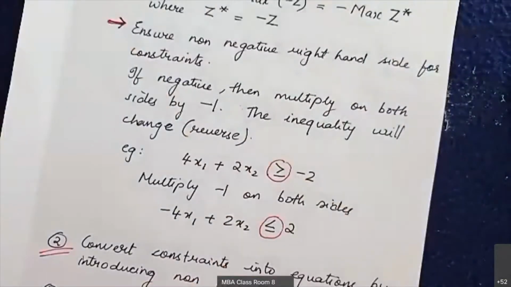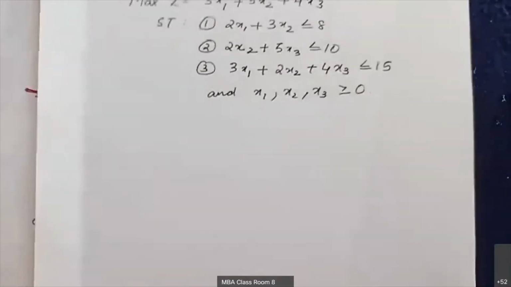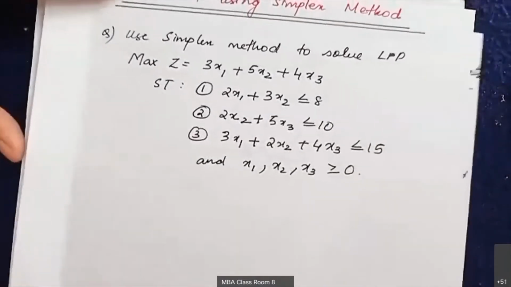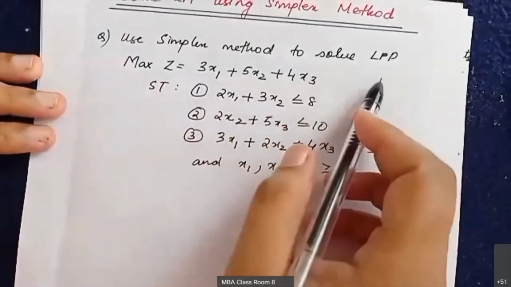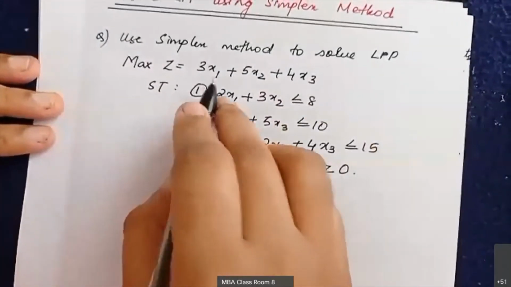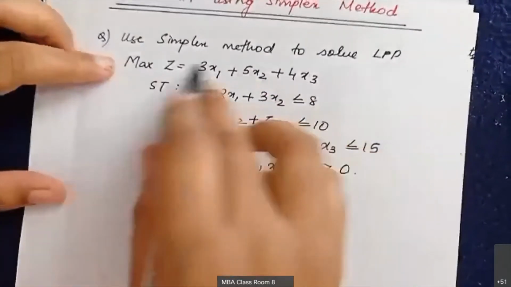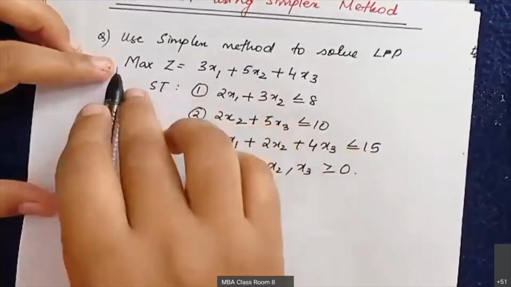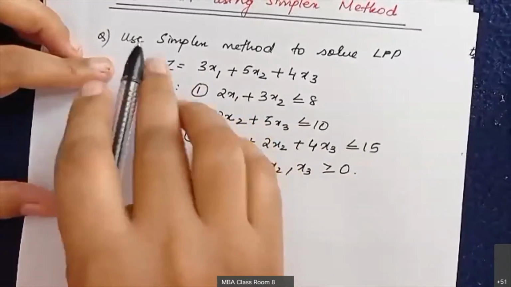So I'll take you to the question now, and then I will explain the steps one by one. See over here, this is our problem. Can you read the question? Use the simplex method to solve the LPP. Maximize z equals 3x1 plus 5x2 plus 4x3. This is our maximization objective. In this case, we don't have to convert it into any other type because it is already a maximization type, not a minimization type. So you don't have to worry.